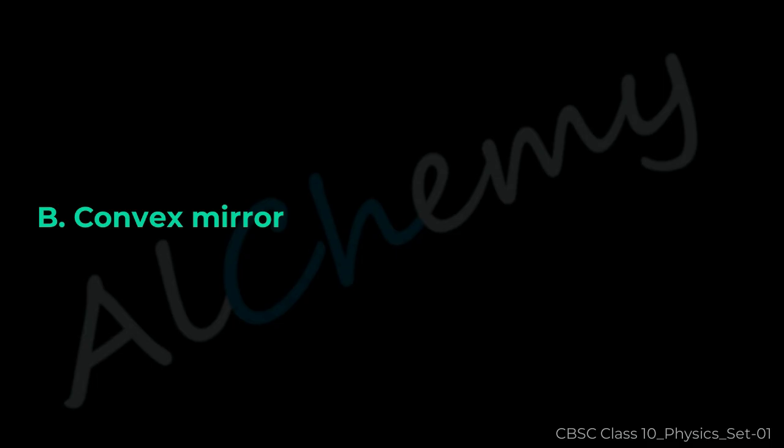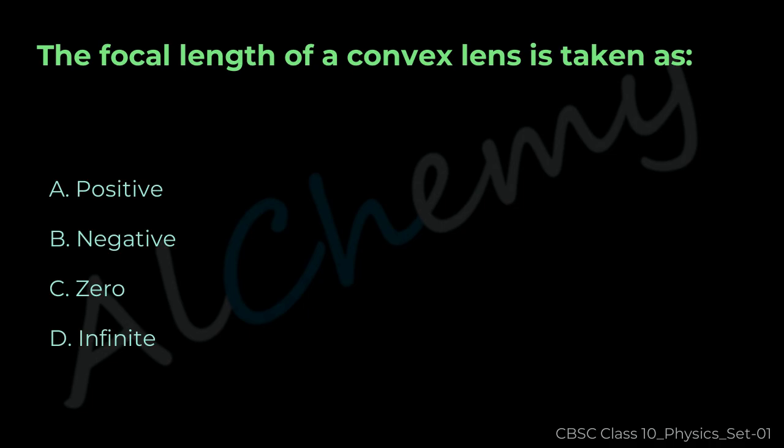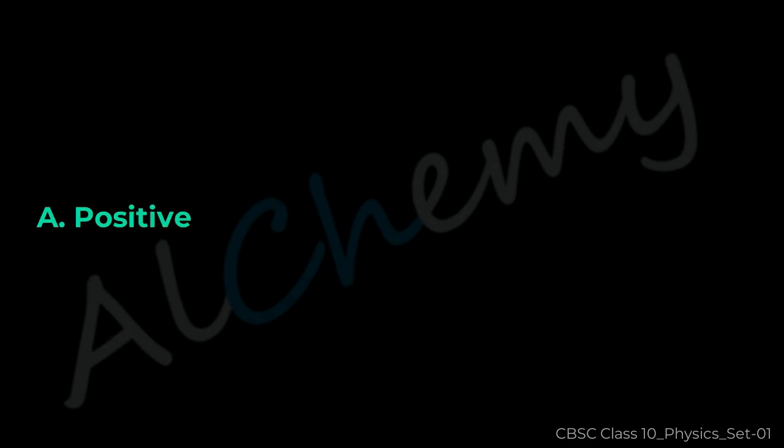Convex mirror. Question 11. The focal length of a convex lens is taken as A. Positive. B. Negative. C. Zero. D. Infinite. The correct answer is A.